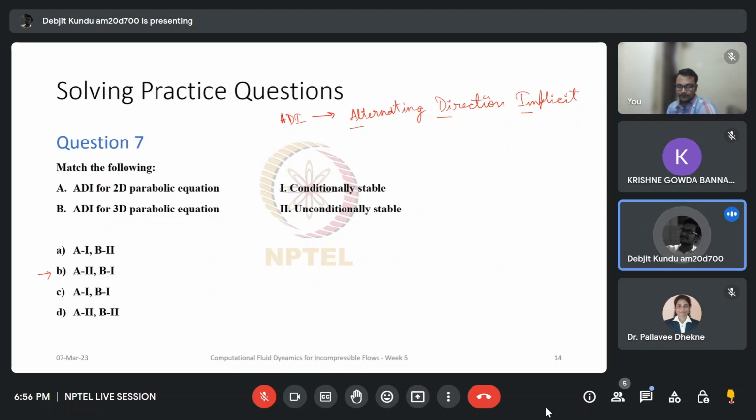So alternating direction implicit method for 2D parabolic equation, and the same thing for 3D parabolic equation. Are they conditionally stable or unconditionally stable? The options are A1 B2, A2 B1, A1 B1, and A2 B2. The first option means the ADI for 2D parabolic equation is conditionally stable, and that for 3D parabolic equation is unconditionally stable. The second option means the 2D parabolic equation case is the unconditionally stable one, and that for 3D it becomes conditionally stable. Option C is A1 B1, which means both of them are conditionally stable. And option D is A2 B2, which means ADI applied for both 2D and 3D parabolic equations is unconditionally stable.